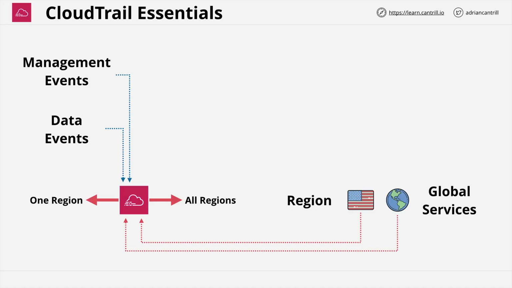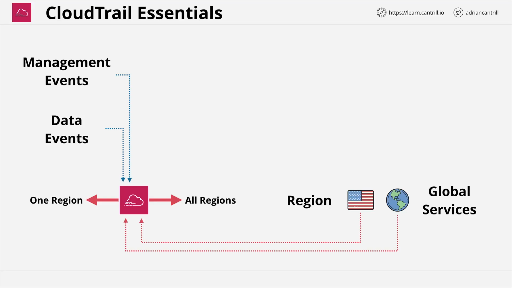But if we keep focused on an all-region trail for now, then this trail is now capturing management events, and if we enable it, data events. Data events is not something that's generally enabled by default. It's something you have to explicitly set when you create a trail. So this trail is now listening to everything that's occurring in the account if it's an all-region trail, and it's got global services event logging turned on as well. It's listening to everything that's happening in the account.